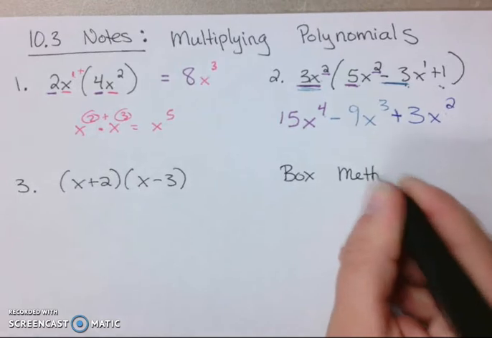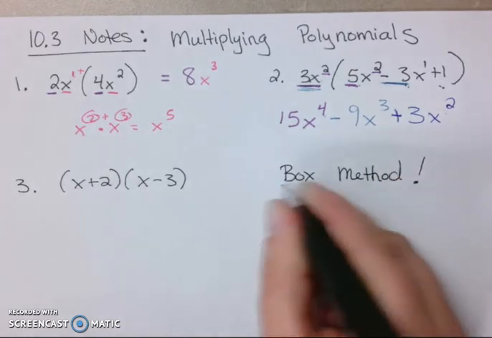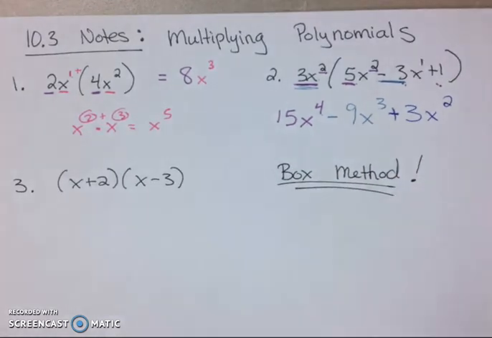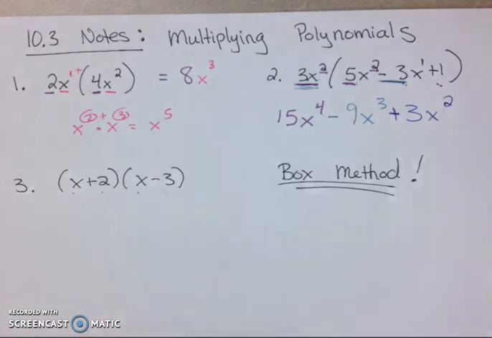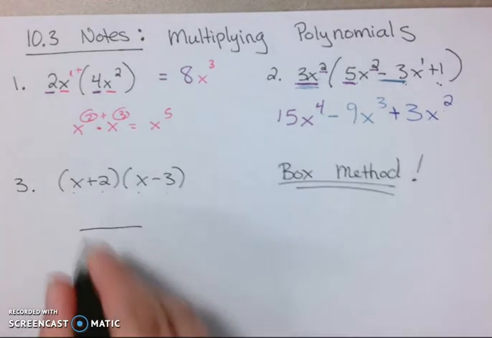Because when we get to factoring, the box method is by far the easiest and best method for factoring. And in order to do that for factoring, we have to know how to do the box method when we multiply. Alright. So when we have 2 by 2, I'm going to make a 2 by 2 box. I'll show you what I mean.